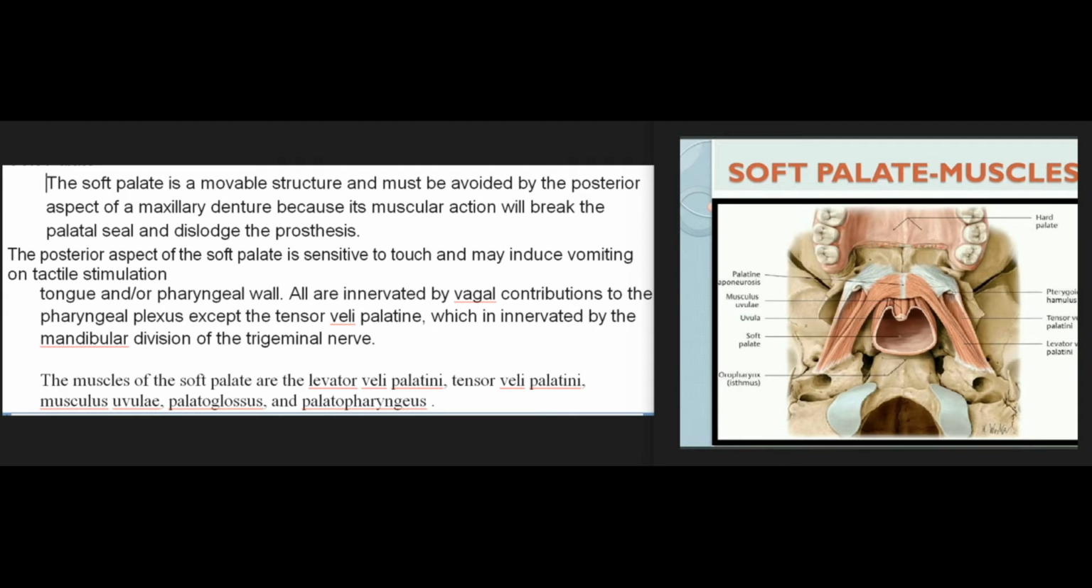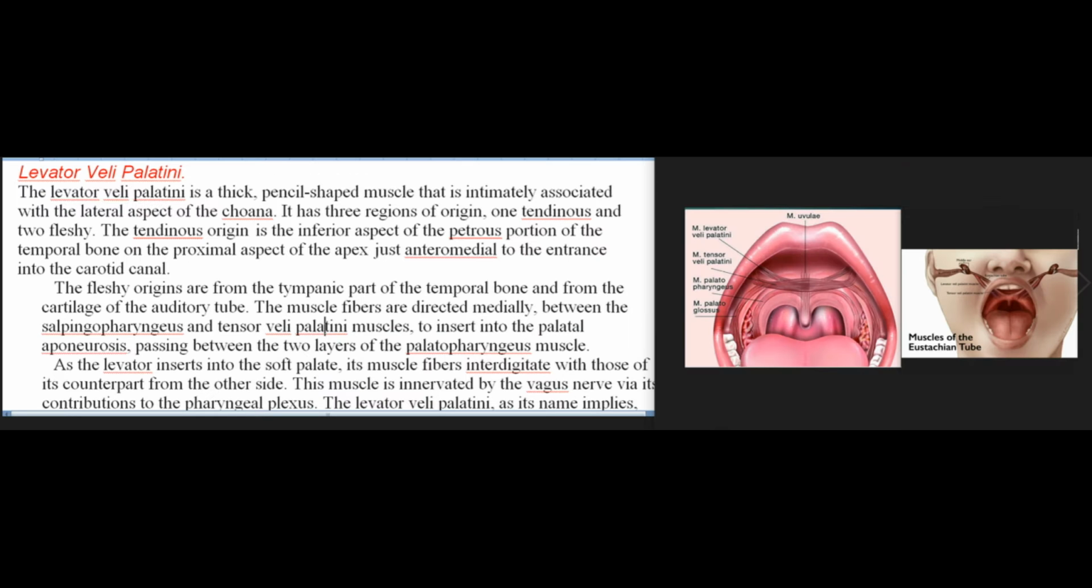The soft palate is a movable structure and must be avoided by the posterior aspect of a maxillary denture because its muscular action will break the palatal seal and dislodge the prosthesis. The posterior aspect of the soft palate is sensitive to touch and may induce vomiting on tactile stimulation. All are innervated by vagal contributions to the pharyngeal plexus except the tensor veli palatini, which is innervated by the mandibular division of the trigeminal nerve. The muscles of the soft palate are the levator veli palatini, tensor veli palatini, musculus uvulae, palatoglossus, and palatopharyngeus.